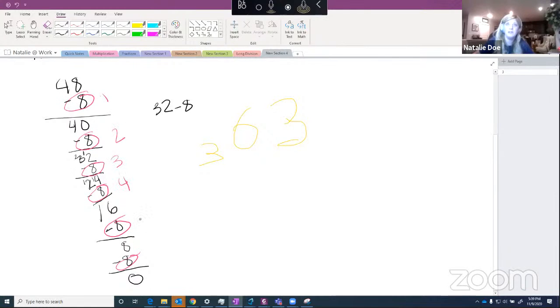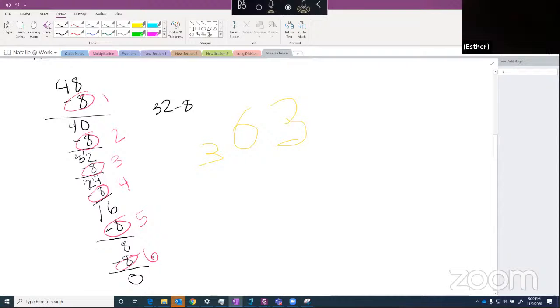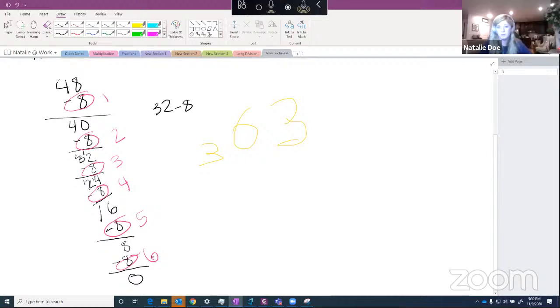So division's pretty easy if you already know from your multiplication table what the answer should be. But when you get into really big numbers, or numbers you don't know the multiplications for, this is a way you can do it, break it down step by step, and you can always prove that you're right.